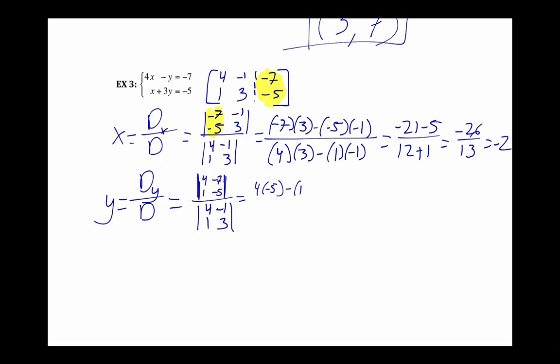minus 1 times -7. And our denominator, again, we already did that determinant. We did that in the previous one. It's simplified all the way down to just 13. Now, 4 times -5 is -20, minus 1 times -7, so minus -7, which means plus 7. And that's being divided by 13. -20 plus 7 is -13. Divide that by 13, we got -1. So our solution there, our x value is -2, our y value is -1.